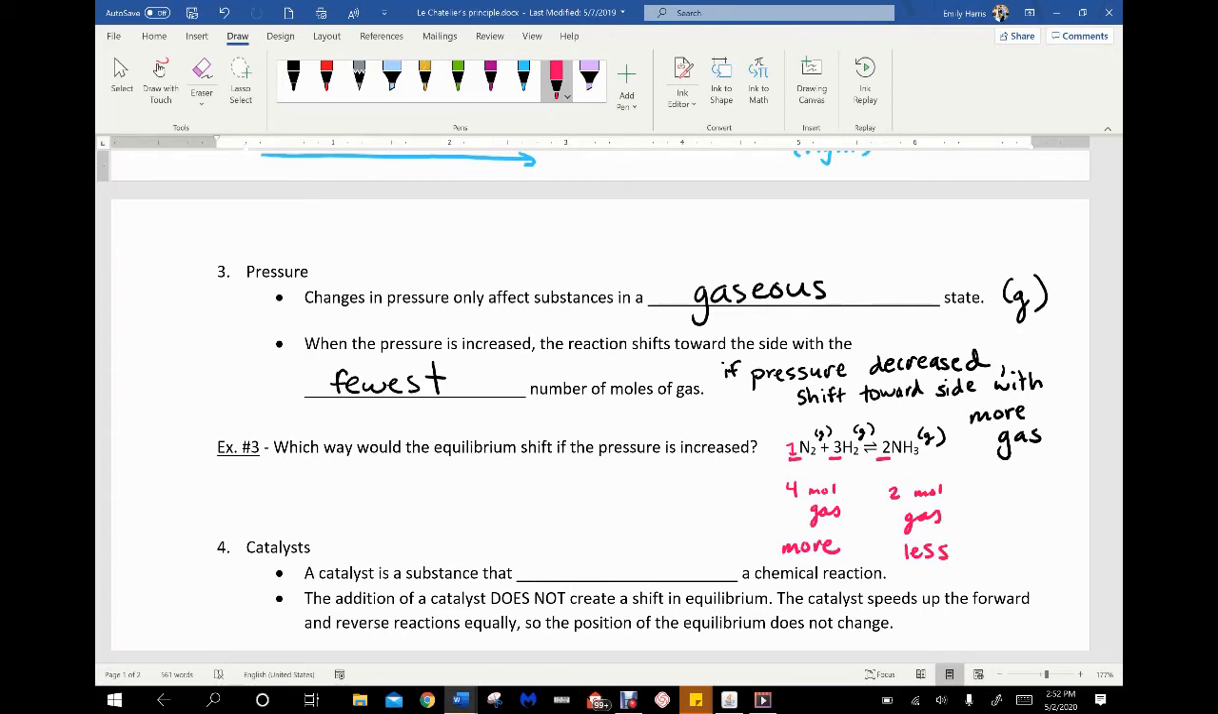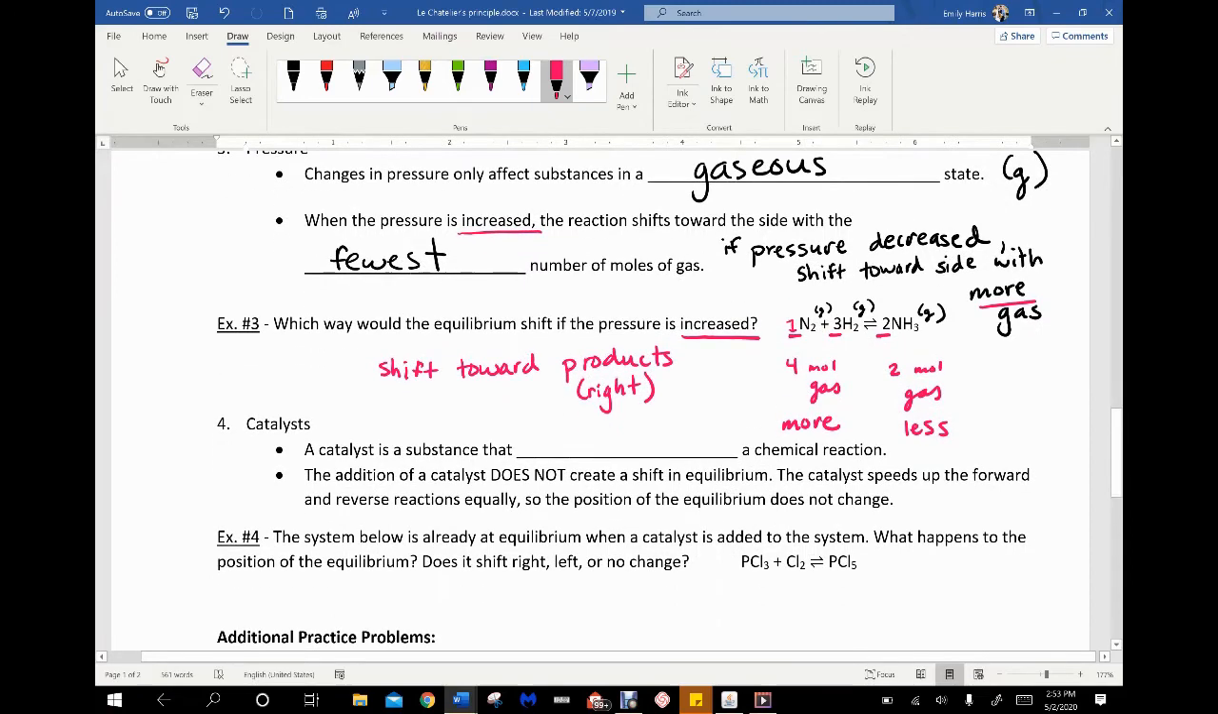So they ask us which way will the equilibrium shift if the pressure is increased. So if the pressure is increased, our reaction is going to shift toward the side that gives us less gas. So in this case, the side with fewer gas molecules will be the product side on the right. Now, if they had asked us which way would we shift if we had less pressure, we would shift toward the reactant side because it had more gas.